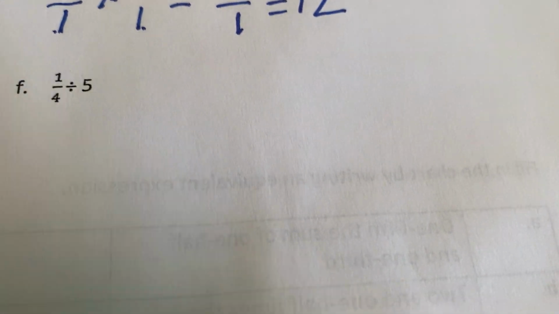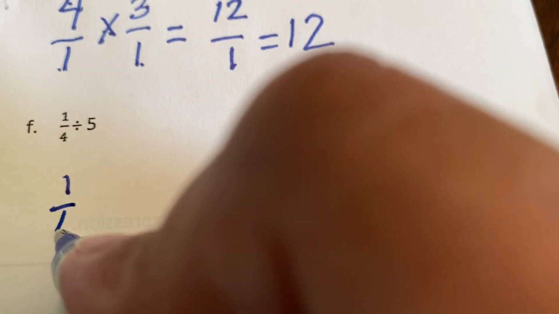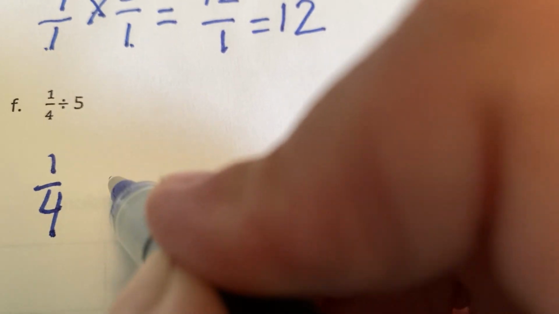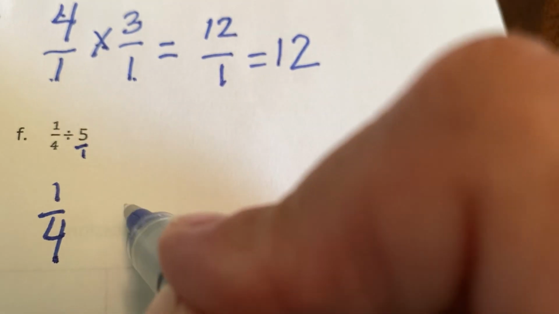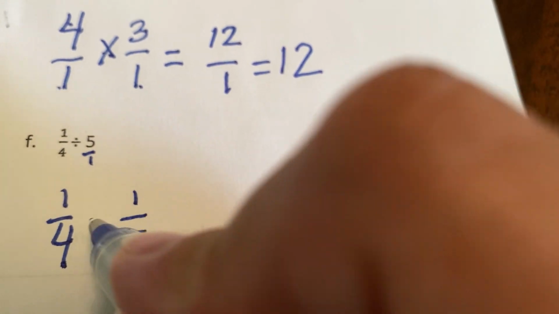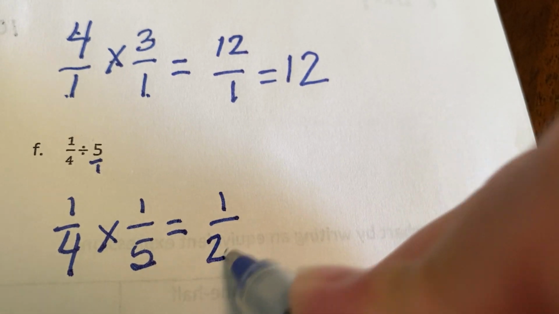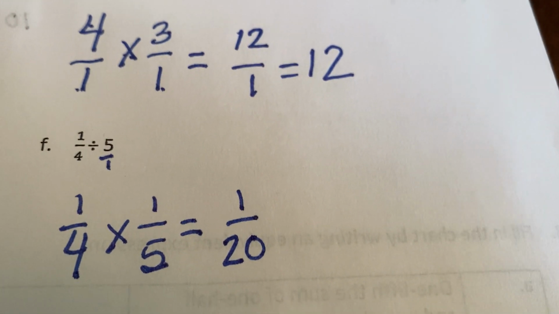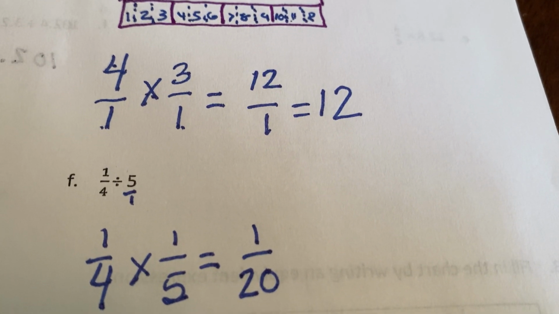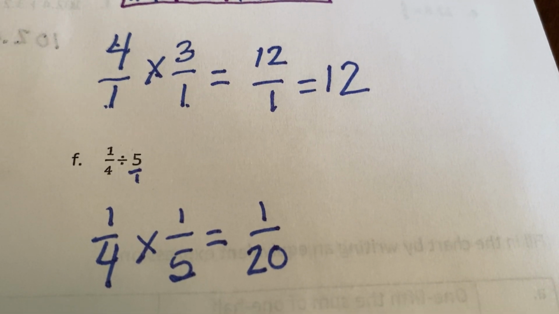And our last one is 1/4 divided by 5. Keep, flip. Now we just have the whole number 5. So we do know that's 5 over 1. So to flip it, it becomes 1/5. And change that division to times. 1 times 1 is 1. 4 times 5 is 20. And the answer is 1/20. So 1/4 divided by 5 is a 20th.